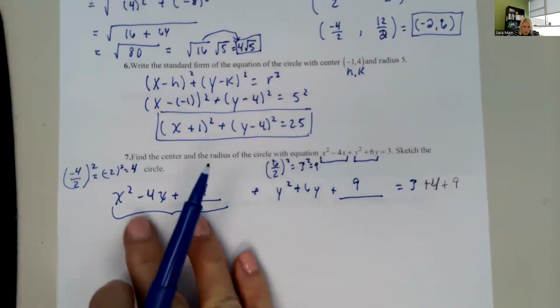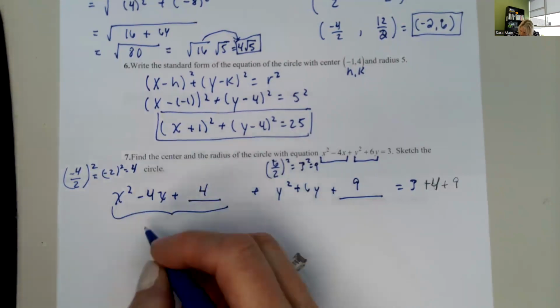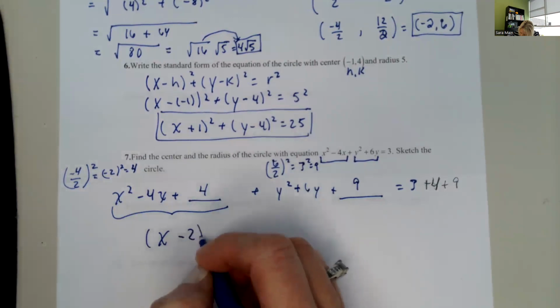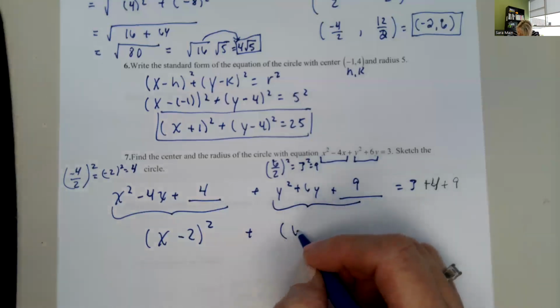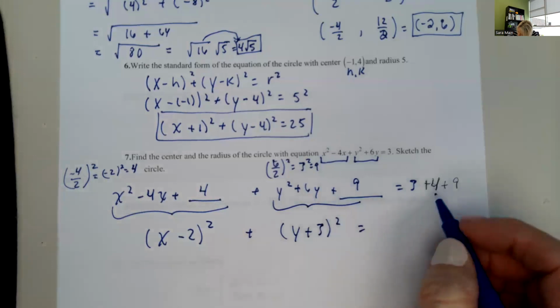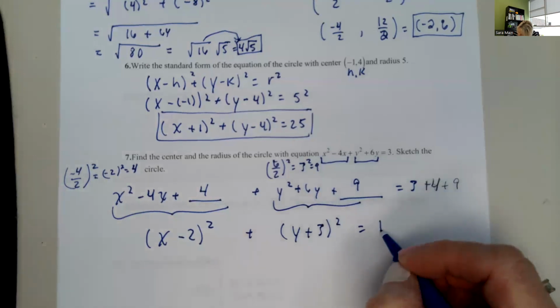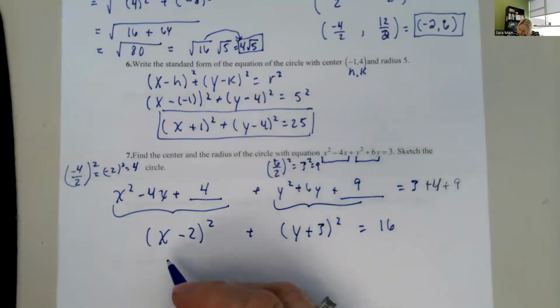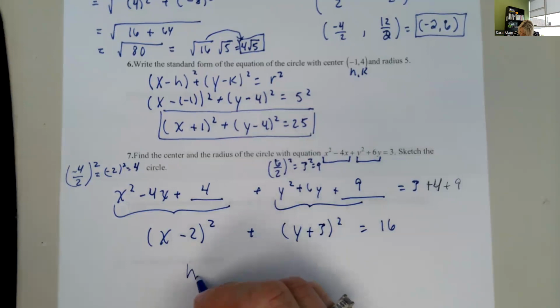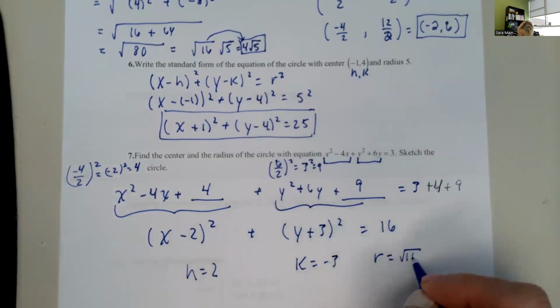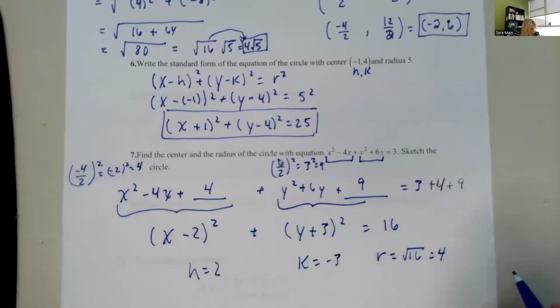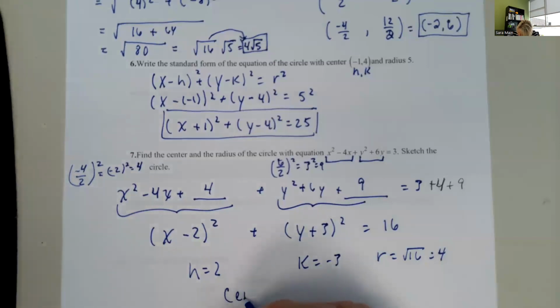Now, when I add the 4 here in the x squared minus 4x plus 4, that is so I can actually factor that into x minus 2 squared. And then I can factor the y squared plus 6y plus 9 into y plus 3 squared equals 3 plus 4 plus 9 is 16. And so now I have it in the form where h is 2 and k is negative 3, and my radius is the square root of 16, or 4. And so my center is at 2, negative 3.